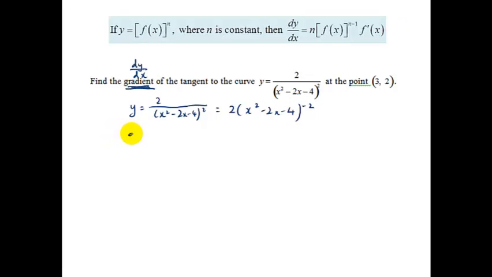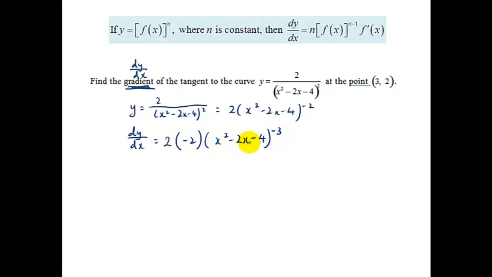Now I'm ready to differentiate. Differentiating using this formula would mean, let me keep the coefficient 2. Then I bring down the power minus 2. Then I copy the entire function, no change. And the power minus 1, so it becomes minus 3. Don't forget this last bit here, f prime x.